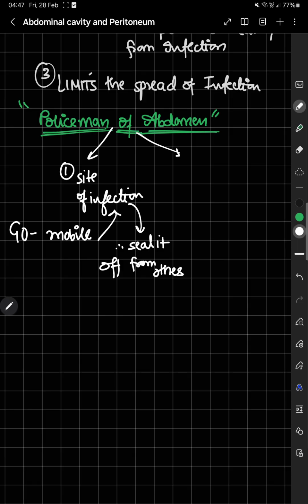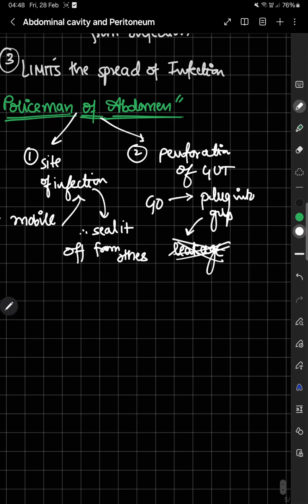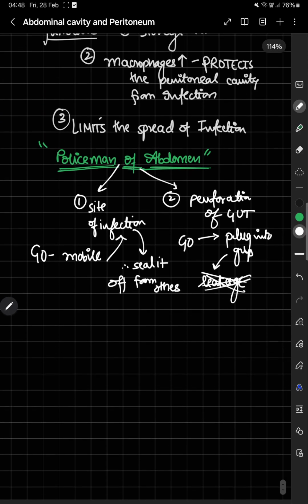Therefore there won't be further spread of this infection. The second thing is, if there is any perforation of the gut, here similarly the greater omentum would move and plug into the gap created. This would basically prevent any leakage into the gut. That's why it's known as the policeman.